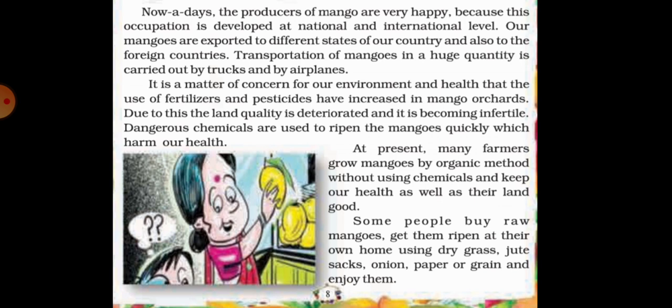Some people buy raw mangoes, ripen them at their own home using dry grass, jute sack, onion paper or grain, and enjoy them. Now some people purchase raw mangoes and with the following methods they ripen their mangoes at home themselves. Means we get 100% purity. So we can ripen the mangoes using dry grass, jute, onion, paper, grain, etc. And we can enjoy them.